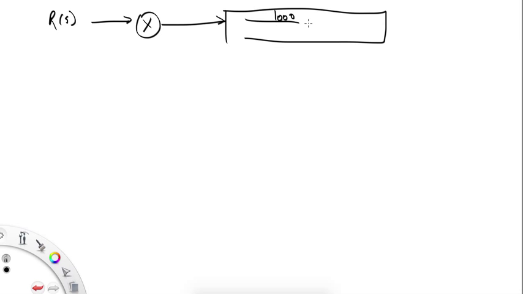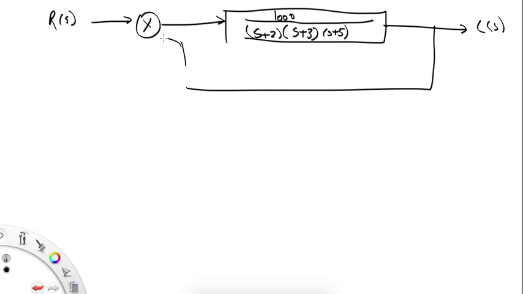1000. I like this example because it gives you all the technicalities in one place. So (s plus 2)(s plus 3)(s plus 5). Let me just get my calculator open on the side. Okay, and we are ready to rock and roll. And it has a unity feedback, so I'm going to call this C(s), that's our output, and here is the minus feedback. Okay, so it's a negative feedback system.